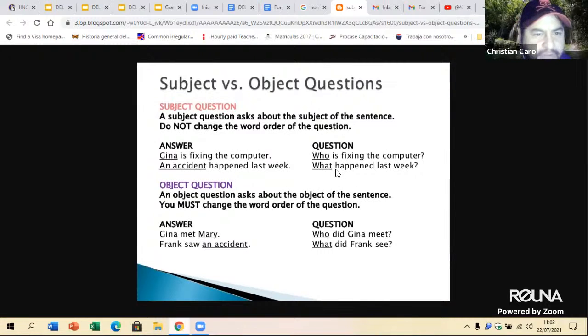Any questions about this? You got it? No sé por qué se me cierra la palabra.